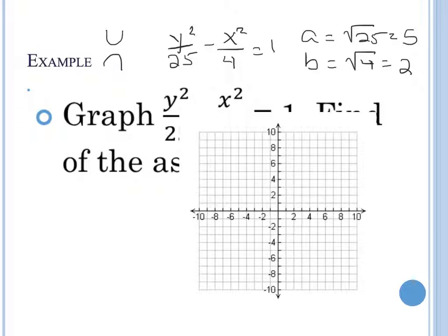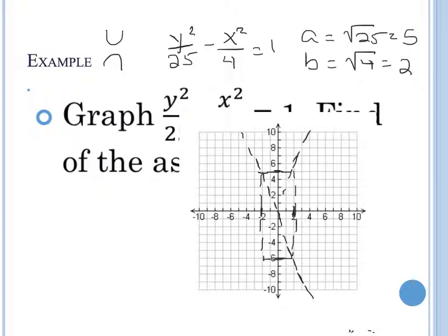So if I go from the center at the origin, I'm going to go up 5, and I'm going to go down 5, and then I'm going to go over 2, and over 2, and this is helping me to make a box. And this box that I'm making here, I'm going to use it to connect corner to corner so that I can find the asymptotes of my hyperbola.